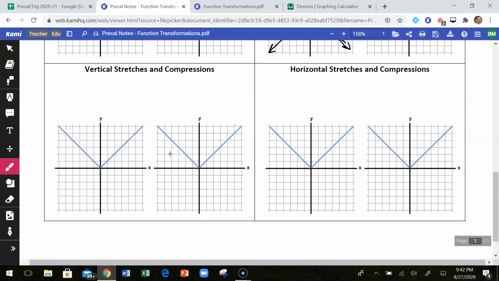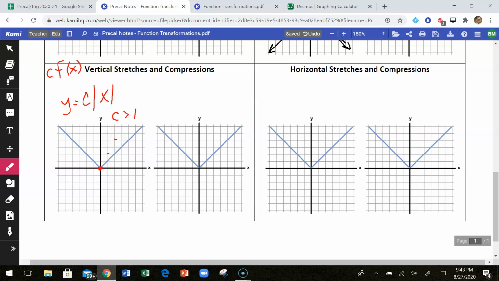And then lastly, we have some stretches and compressions, both vertical and horizontal. If you want to stretch it or compress it vertically, what you do is you multiply on the outside of the function. So if I had y equals c times the absolute value of x, and in this case I'm going to talk about c being greater than 1. Okay, if c is greater than 1, I'm multiplied by something greater than 1, then what happens is it's going to vertically stretch this out. So what I mean by that is, let's say that c is 2.